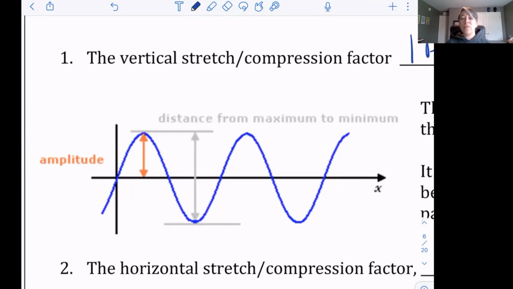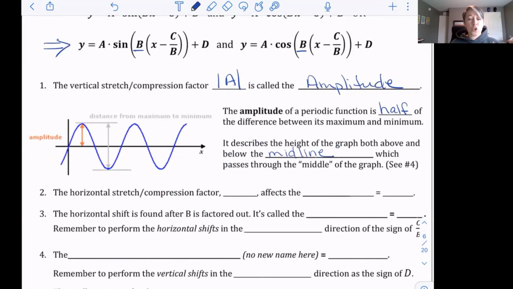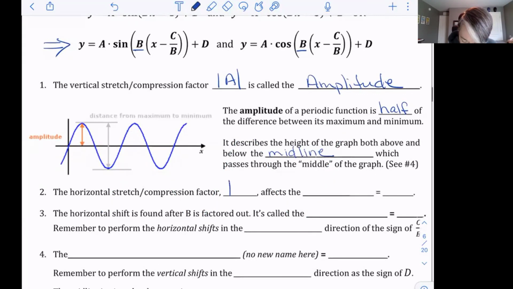Here's an example of a sine function that has not been shifted left or right or up or down. So the x-axis is still our midline, and the amplitude is the distance above that midline. The horizontal stretch or compression factor is the absolute value of b, and this value affects the period, where we take the standard period, which is 2 pi, and divide it by the absolute value of b.